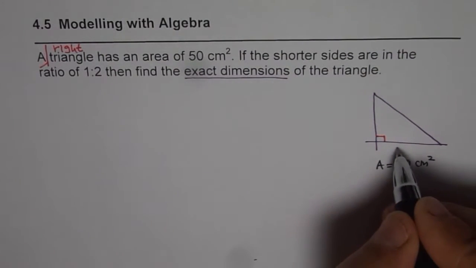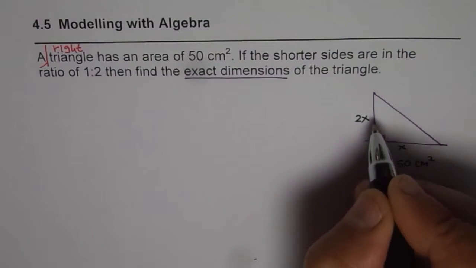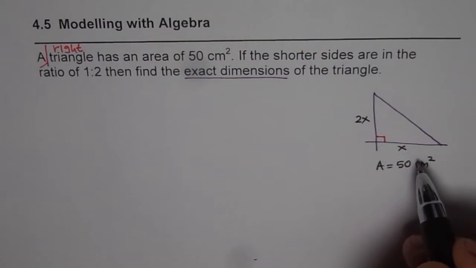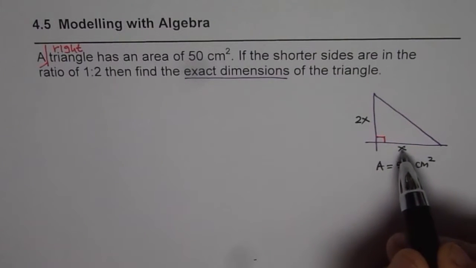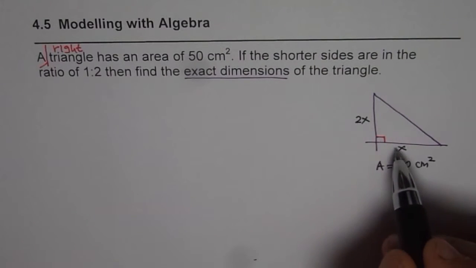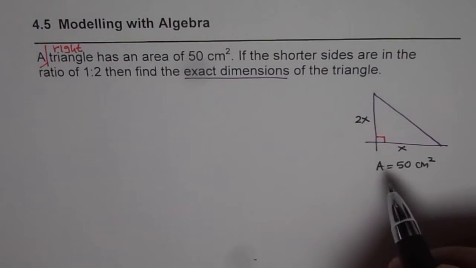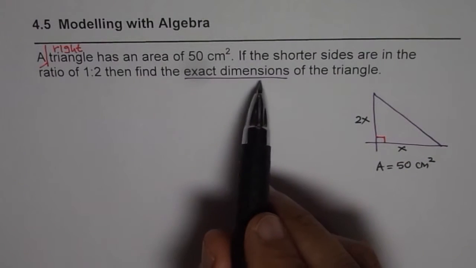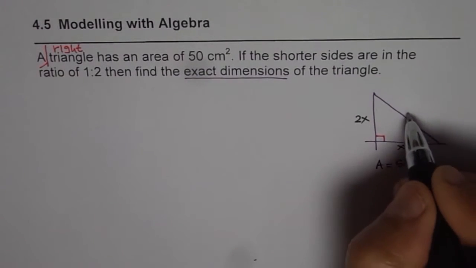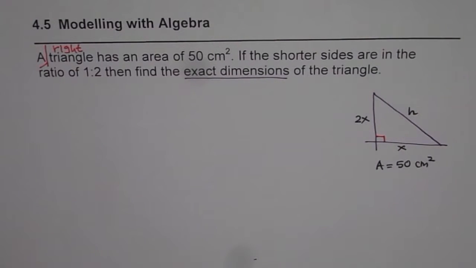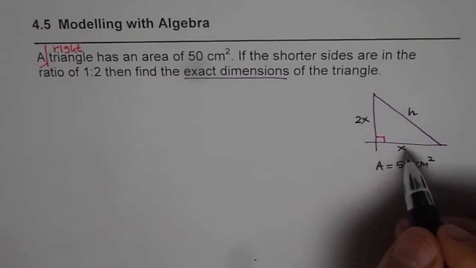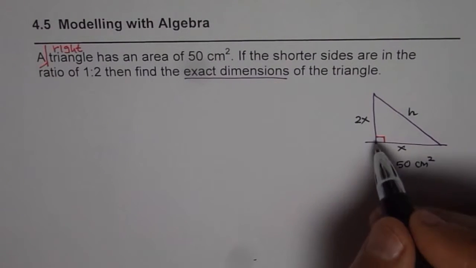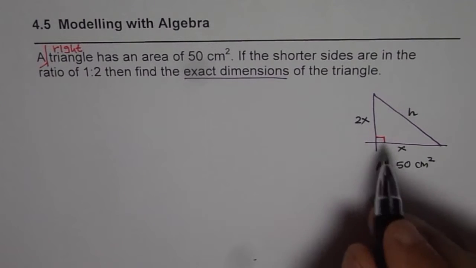So let us say one side is x, the other one is 2x. My diagram is not to scale, but it works for solving a problem. Now we have one side as x, the other is 2 times x, so they are in the ratio of 1 is to 2. Now we need to find exact dimensions of the triangle. That means we also need to find the hypotenuse. So these three things we need to find, but exact values. The relation between area and these two shorter sides is that the area of a triangle is half base times height, so that helps. So let's begin by defining our variables.